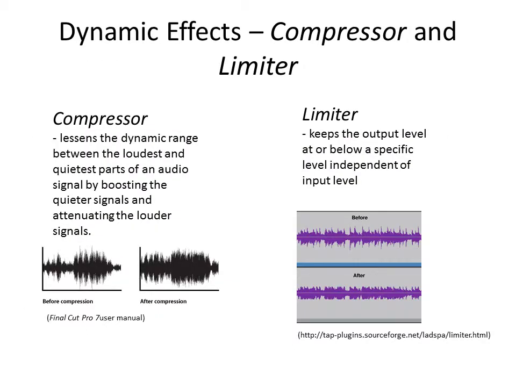Starting with the dynamic effects, compressor and limiter. A compressor is going to decrease that dynamic range by attenuating the louder signals and boosting the quieter ones. So what you get is more of these highs and lows here. After compression, it's more squished together, so you see it has a broader band here in the middle.